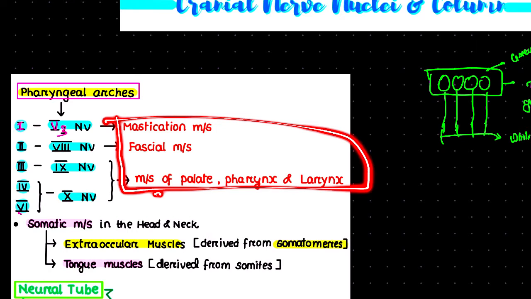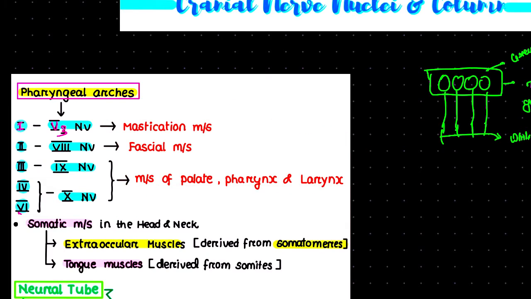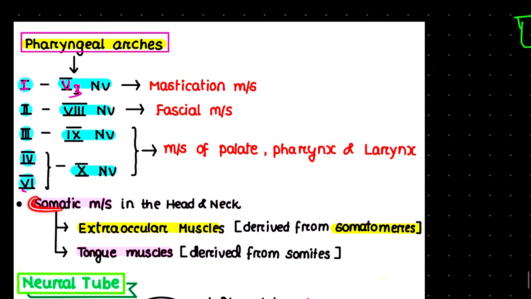All these muscles of mastication, muscles of face, muscles of palate, pharynx and larynx, what are these? These are all skeletal muscles. Now there are other skeletal muscles also, which are the somatic muscles. That means the muscles derived from somites or somatomeres. Now these somatic muscles of head and neck are the extraocular muscles and the hypoglossus muscles or tongue muscles.